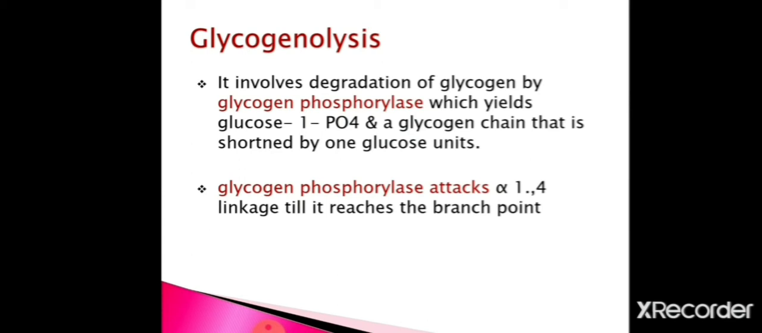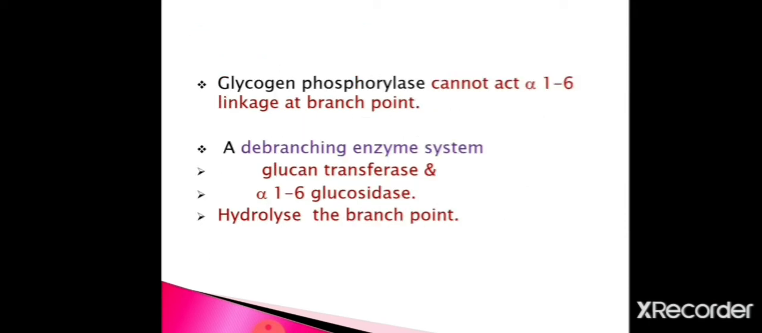So this glycogen phosphorylase will remove glucose as glucose 1-phosphate and it contains pyridoxal phosphate as the prosthetic group. And this enzyme will remove glucose units one at a time and hydrolyze alpha 1,4 glycosidic linkage till it reaches the branch point. This glycogen phosphorylase enzyme cannot act on the alpha 1,6 linkages which are present at the branch point.